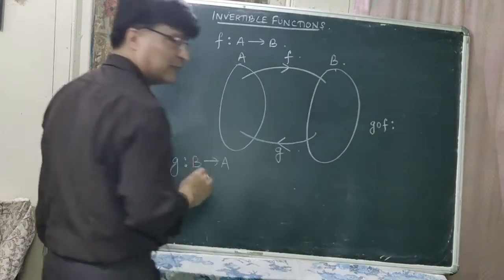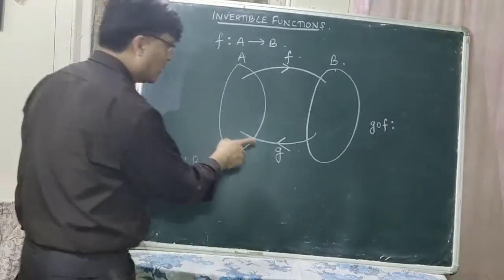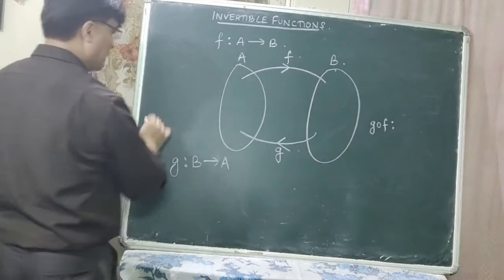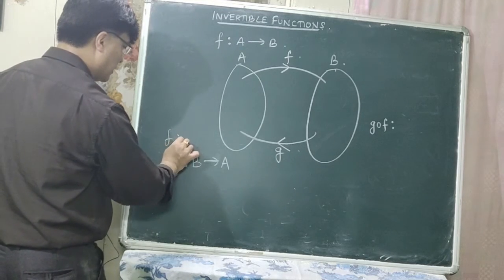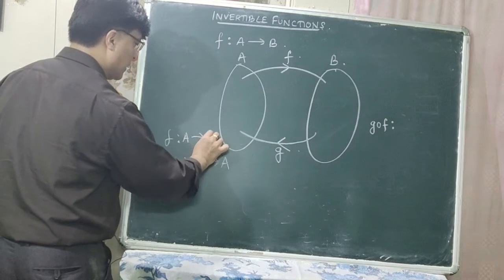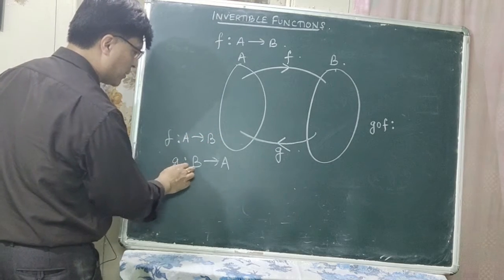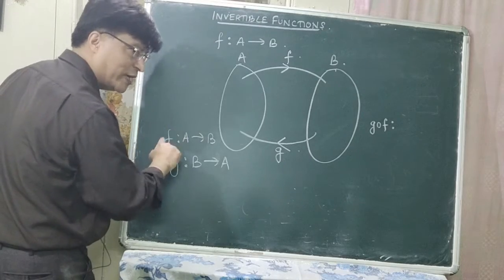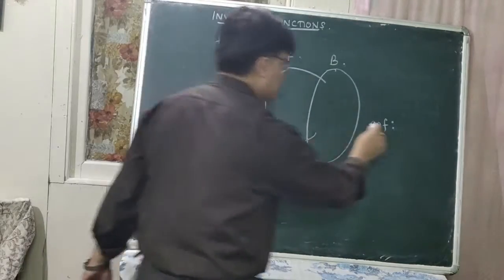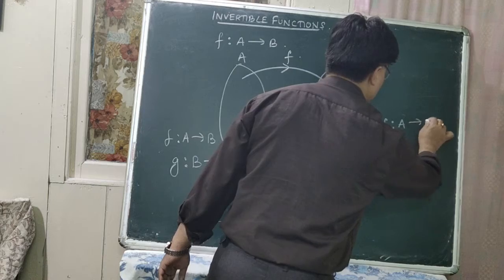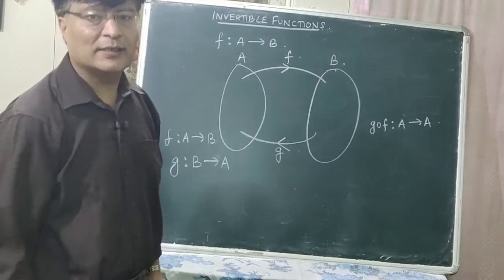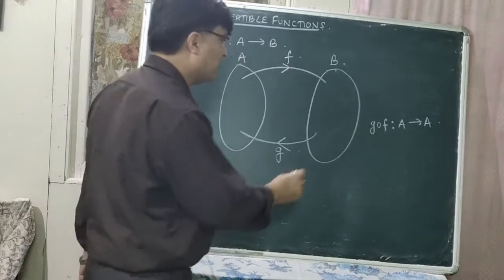gof such that के हुँदैछ gof. त gof के भयो भन्दाखेरि यहाँ f maps from A to B and g maps from B to A. त gof it maps from where to where? That is A to A, isn't it? Set A to set A. That is your identity function.